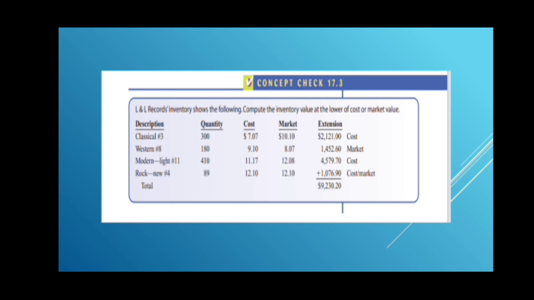Then the fifth column is the extension, which comes from the quantity of each product times the cost or its market value. Choose the cost if it is lower than the market value, and choose the market value if it is lower than the cost. Then total all the values in the extension, and the total is the total inventory value under the LCM, and it is $9,230.20.